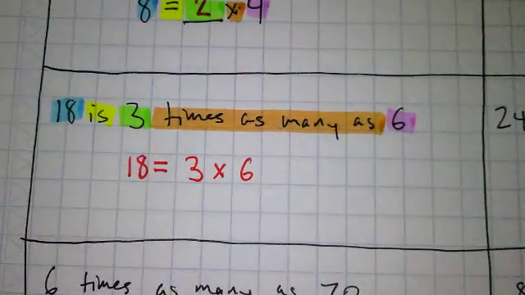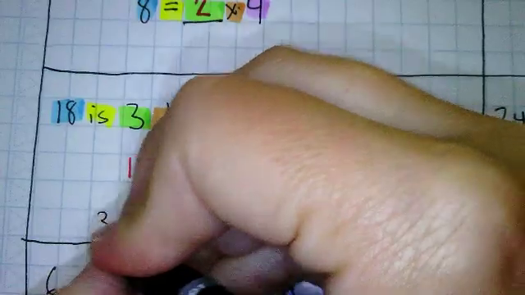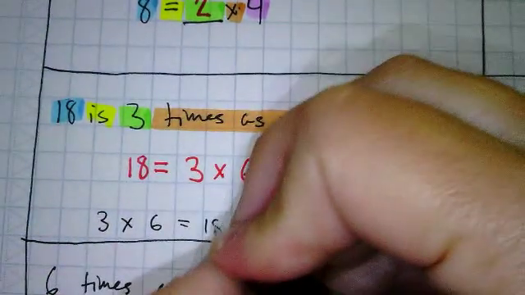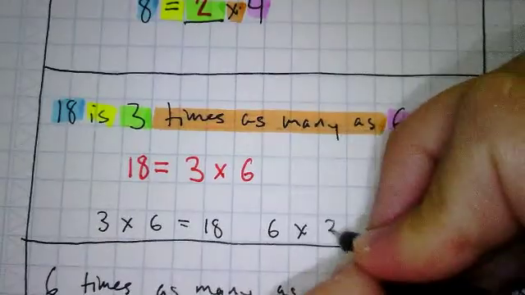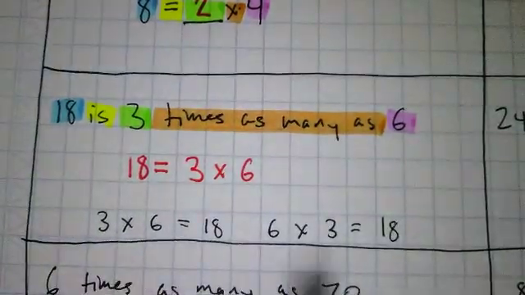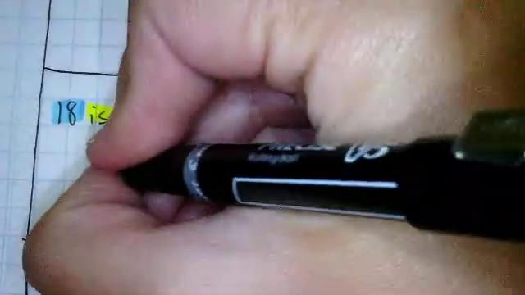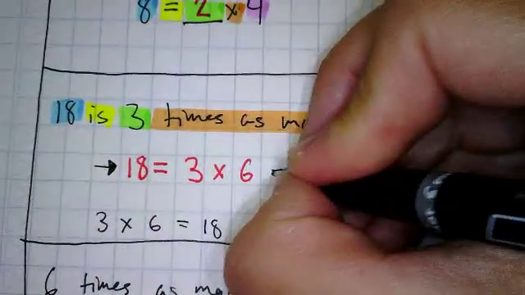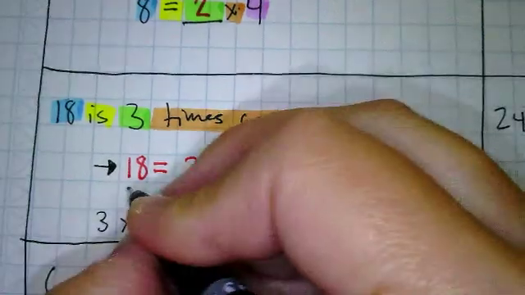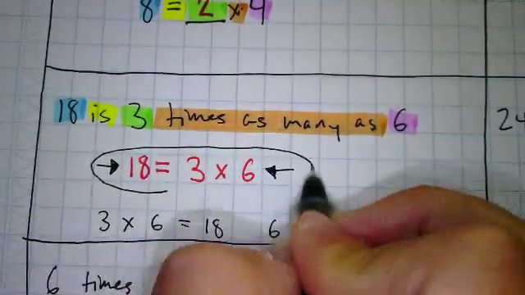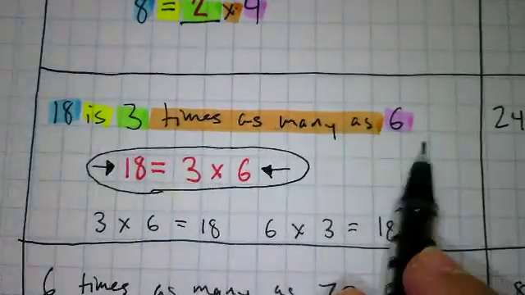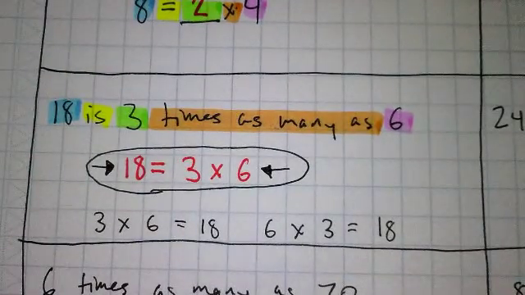Now, listen, I'm going to write this in a different color because it's not the right answer. Is 3 times 6, does that equal 18? Yes. What about 6 times 3, does that equal 18? Yeah. But do either of these follow the order of this sentence? No. So your answer should follow the same order. So if it starts with 18, you need to start with 18. And if it has 3 times as many as 6, you need to have 3 times 6. The order does matter.